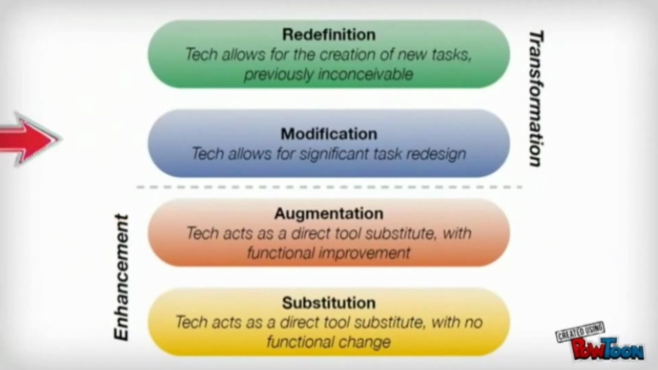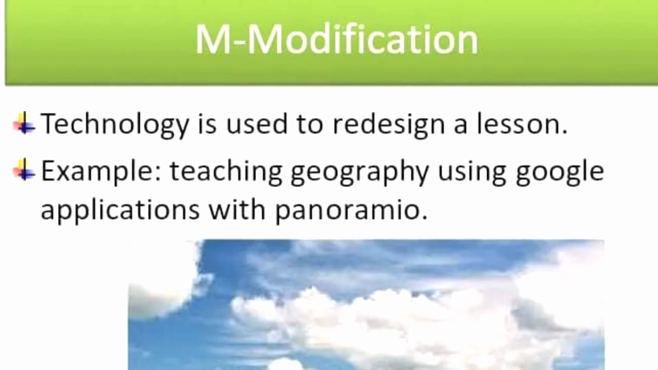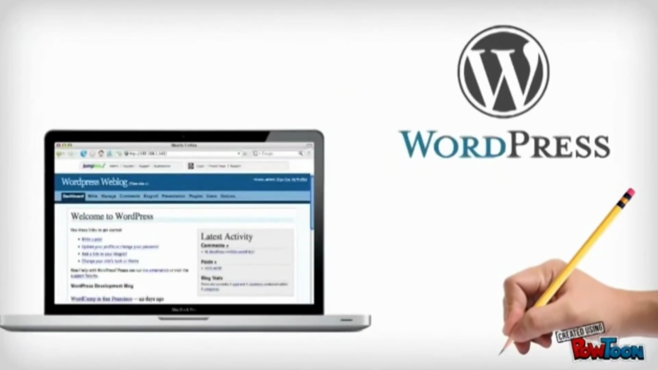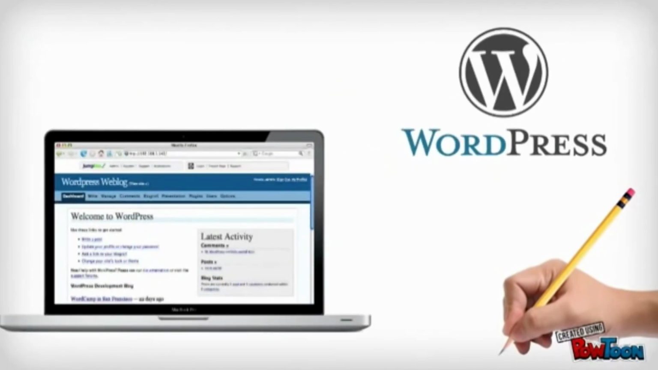The next level is the modification. In modification, technology is used to redesign a lesson. Example, teaching geography using Google applications with Panorama. So instead of writing an essay, a student can publish a WordPress blog using text, videos, pictures, and other web links to convey their argument.